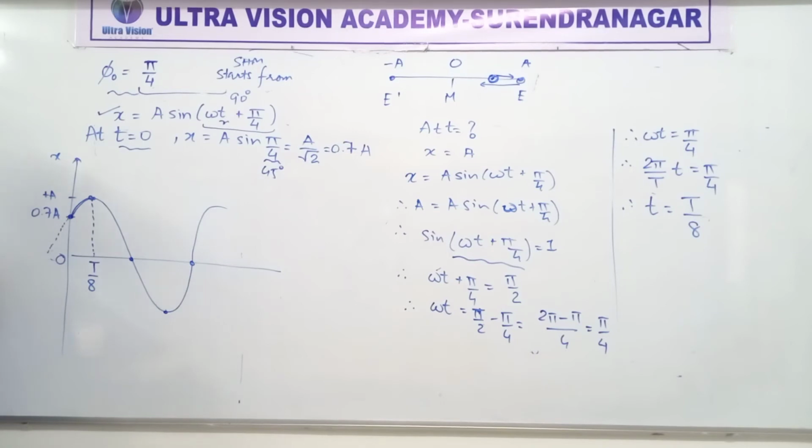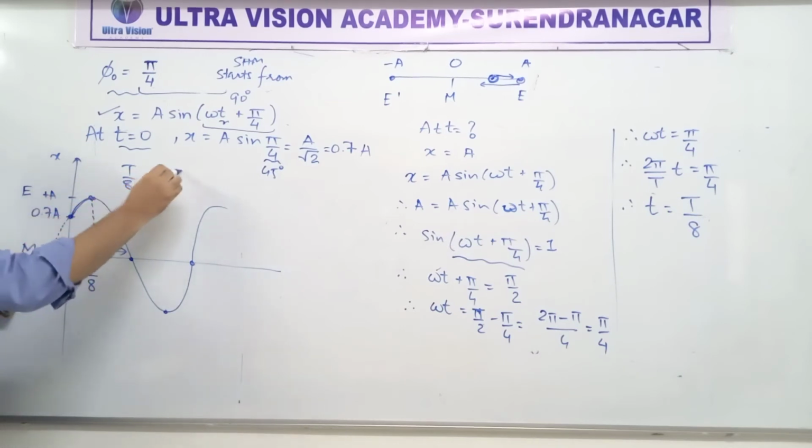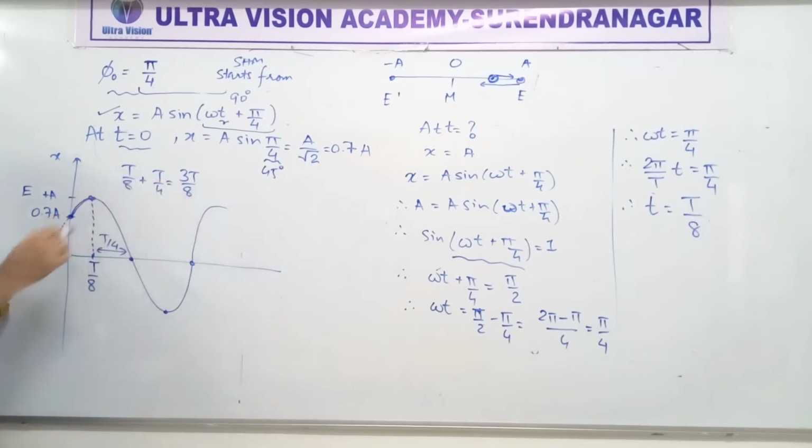Frankly speaking, I have done this many times, so I can still do it fairly easily. It's simple. From extreme position to mean position, it always takes time T by 4. So from here, if I add a time capital T by 4, T by 8 plus T by 4, the LCM is going to be 3T by 8. Clear? So this time will be 3T by 8. Like that we can continue. You understand what I am saying?